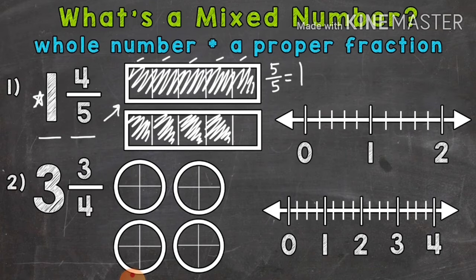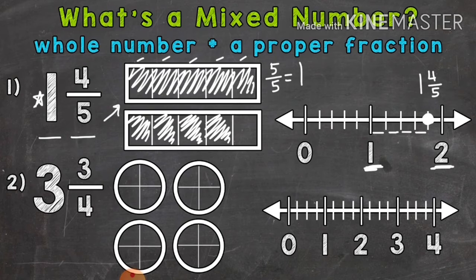So we'll start by finding one whole, which is right here. Then we need the 4/5. So this would be 1/5, 2/5, 3/5, and 4/5. So we would place 1 and 4/5 right here. And again, you'll notice that we are in between two whole numbers, 1 and 2.